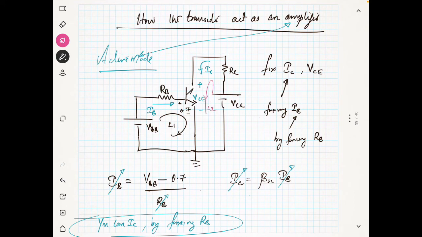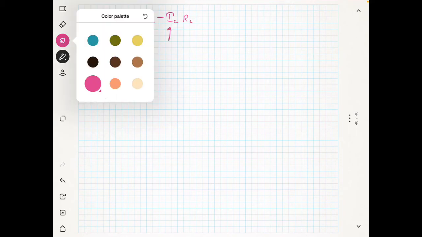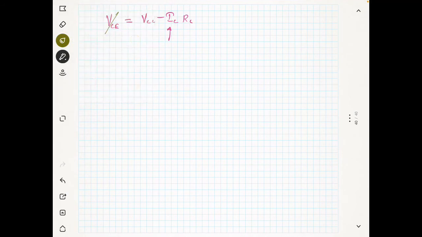So we will take another loop here. This is loop 2. Okay, in this loop I will write the Kirchhoff law. So you will get VCE as VCC minus IC into RC. Okay, so you have already fixed IC. So how can you fix the value of VCE? You can fix the value of VCE by changing RC.